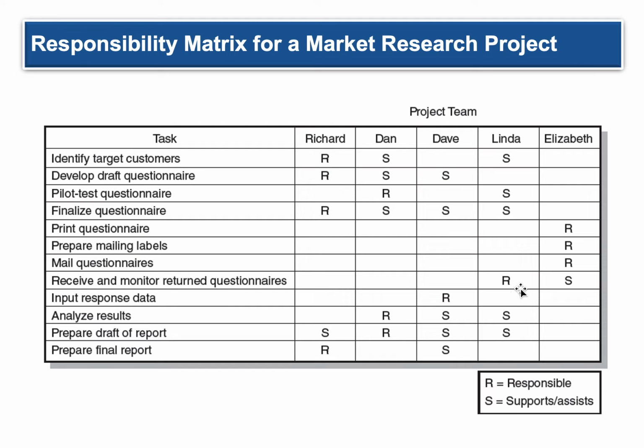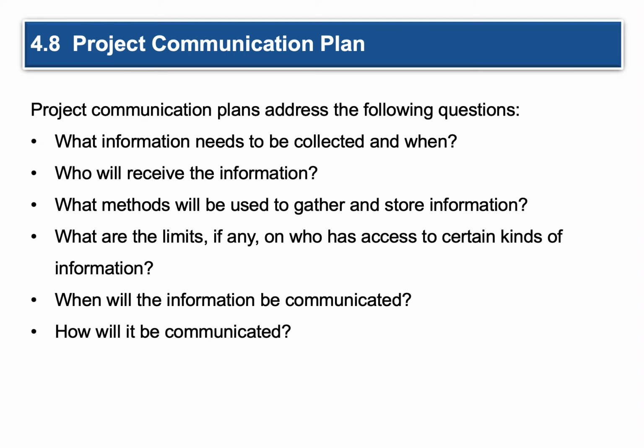Same thing with Linda, who's going to physically receive and monitor the return questionnaires, but then supported by and supporting other areas. Elizabeth's responsible for printing the questionnaire, mailing labels, and mailing the questionnaires, and then supporting the receipt of the data. So each person has responsibilities and support. This is how group projects, A to Z, should be organized. People should have primary responsibilities, and then other people support them, yet they all have something that they're carrying their weight on.